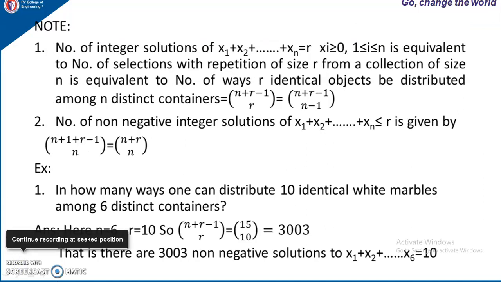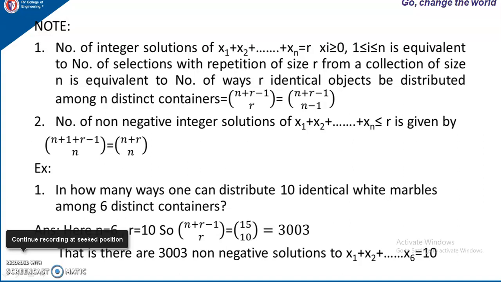Note, the number of integer solutions of x1 plus x2 and so on up to xn is equal to r, where xi is greater than or equal to 0 for i between 1 and n, is equivalent to the number of selections with repetitions of size r from a collection of size n, which is equivalent to the number of ways r identical objects can be distributed among n distinct containers, which is equal to n plus r minus 1 choose r, which is equal to n plus r minus 1 choose n minus 1.